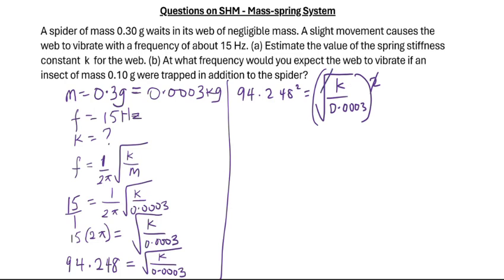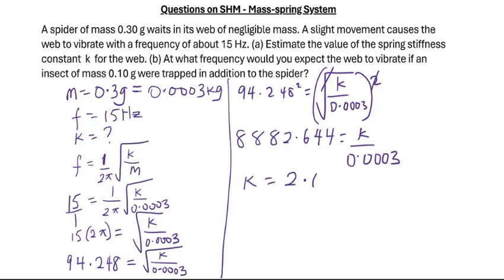Square will cancel square root, and punching this into the calculator, you will have 8882.644, which equals K over 0.0003. By the time you cross multiply, you will have your spring constant to be 2.6665 Newton per meter. Now that is your spring constant, 2.665 Newton per meter, or you can approximate to 2.7.